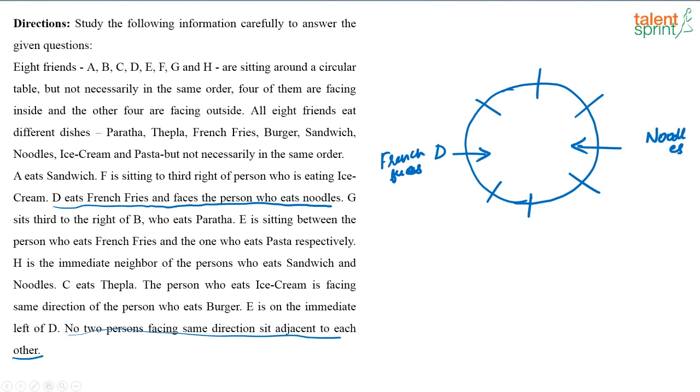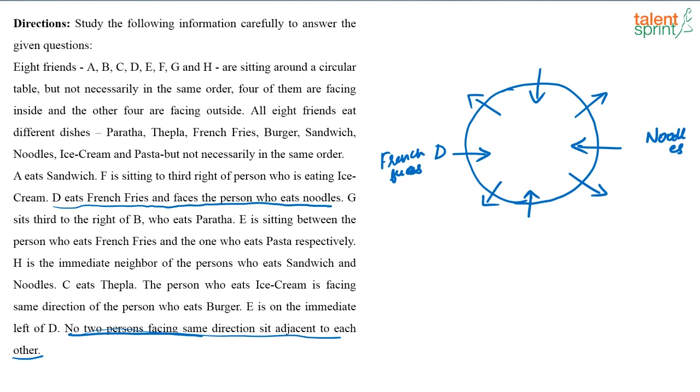Now if I have fixed, what can I say? If D is facing inwards, his neighbors have to face outwards, right? No two persons facing the same direction sit adjacent to each other. So using this I can mark the directions in which each person is facing now. So this is D, French fries, and this is noodles. Now next, what information do we use?